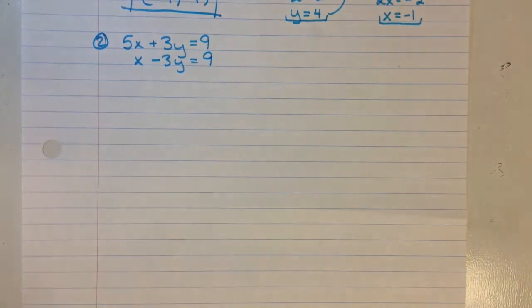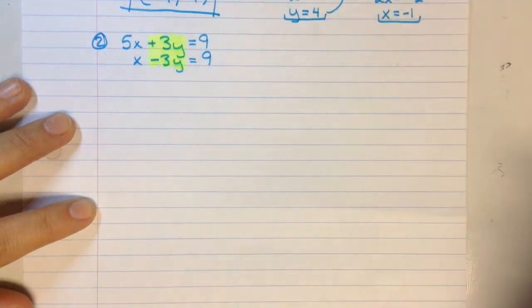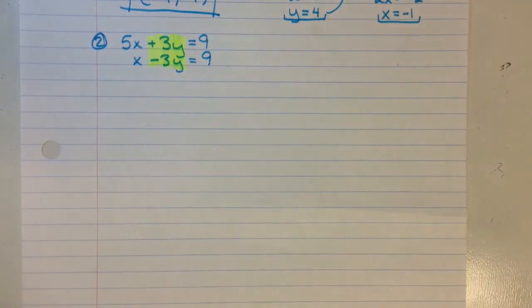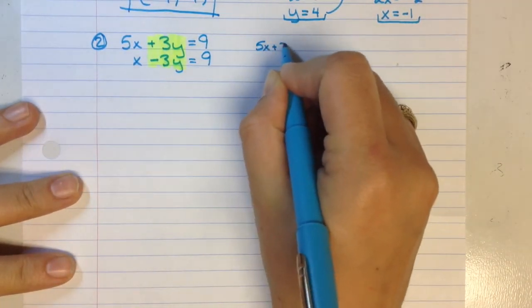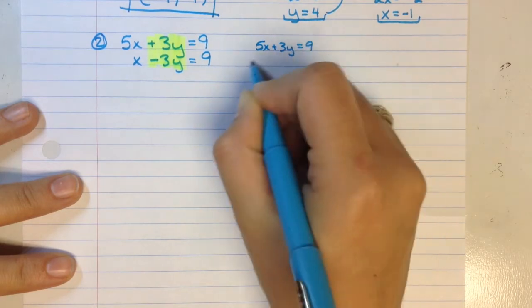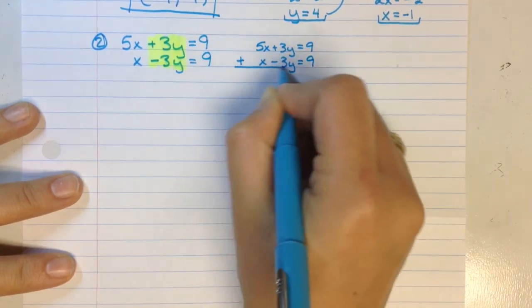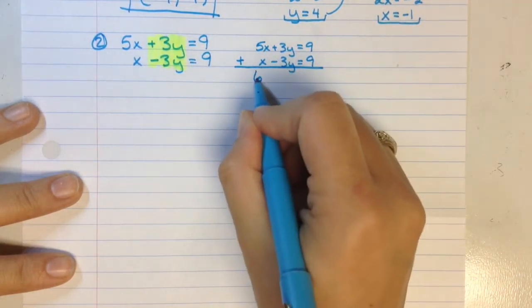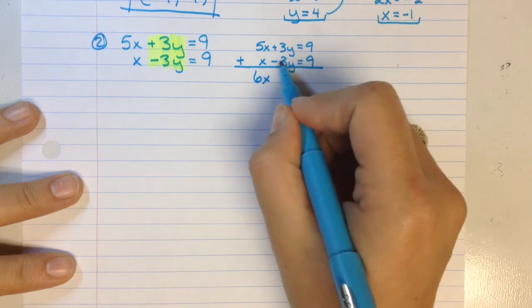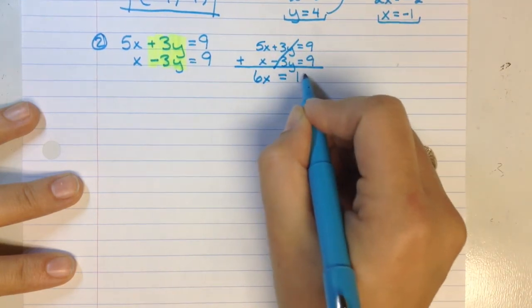Right away you can notice that the 3y and negative 3y are equal and opposite. That means that is the variable we're going to cancel out. So we would write the two equations on top of each other like a good old-fashioned addition problem and add all of the like terms together. 5x plus x is 6x. 3y minus 3y eliminates, and 9 plus 9 is 18.